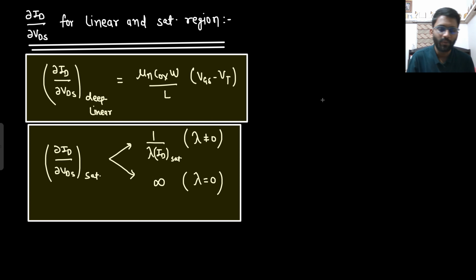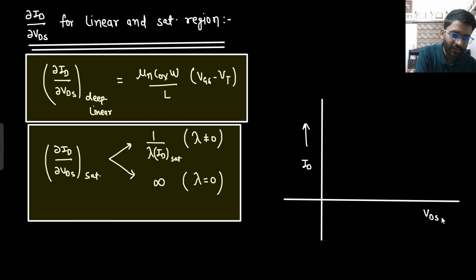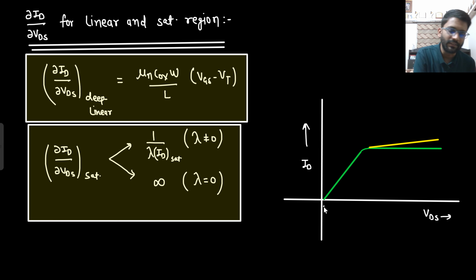Or simply by the waveform also you can check. What was your ID versus VDS? We are checking at the output only. So now we will draw ID versus VDS. We have drawn the ID versus VDS previously as well. How does it look? It looks like this, or there are two chances, it can go something like this as well. This is linear, this is saturation.